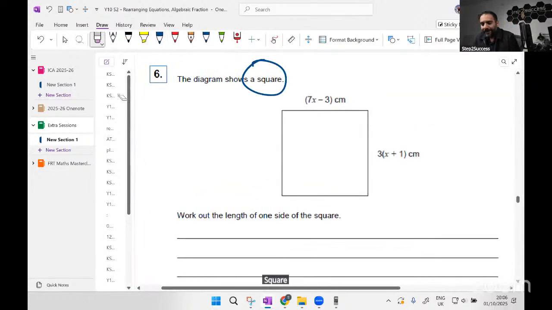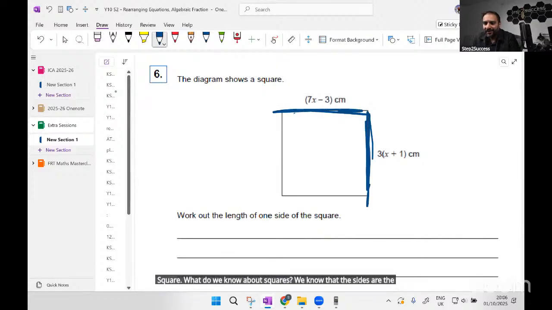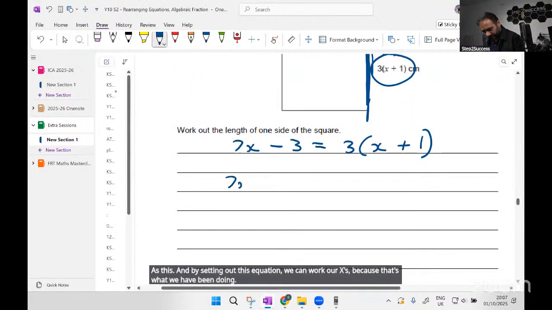Square. What do we know about squares? We know that the sides are the same length, which means that whatever this 7x take away 3 is, it is exactly the same as this. And by setting out this equation, we can work out what x is, because that's what we have been doing.